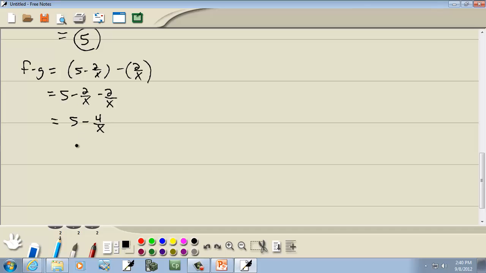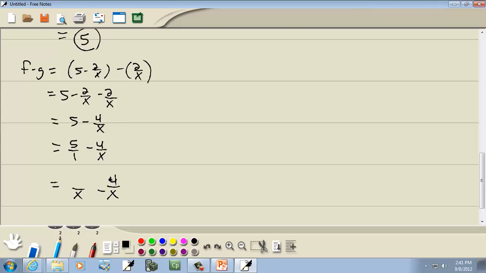Now, if we're going to add or subtract fractions, it's helpful if they're both fractions. So I can put the 5 over 1. Now we want to get a common denominator, and the easiest way to get a common denominator in this problem is to multiply the two denominators together. So 1 times x, and that gives us x.